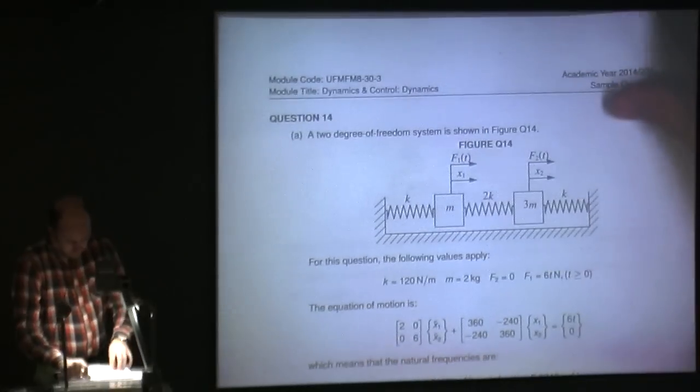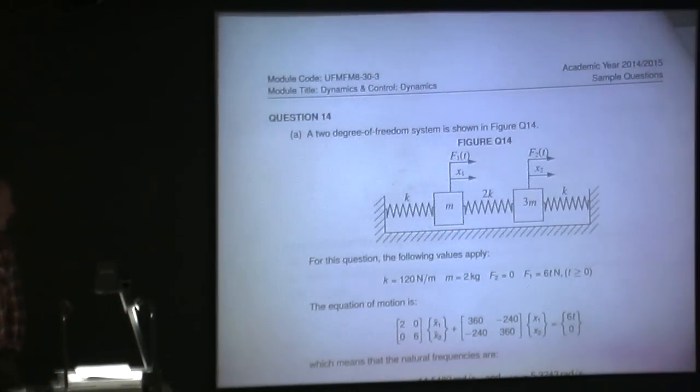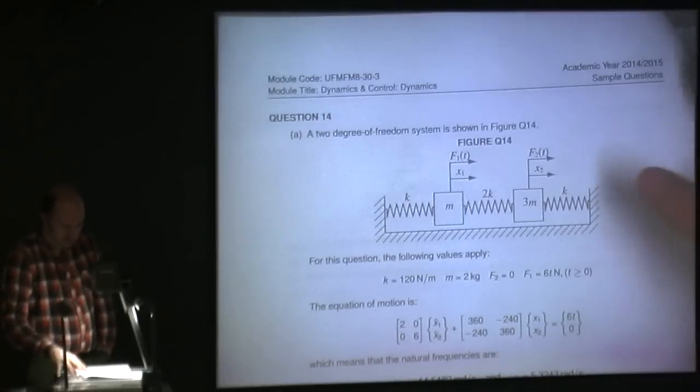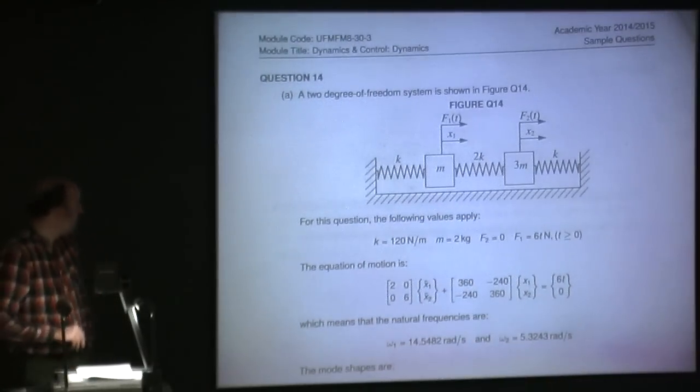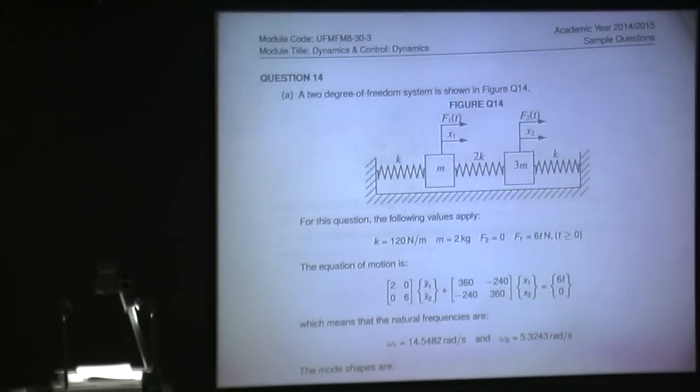Right, the question we're going to do first off is question 14, which is a modal analysis problem. Okay, here's the problem. We've got a 2 degree of freedom system. There's no damping in this one, it's just springs and masses.